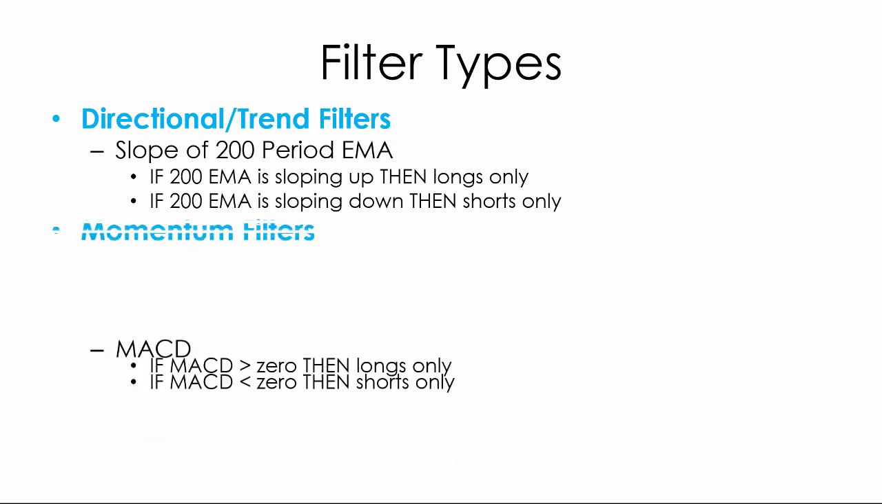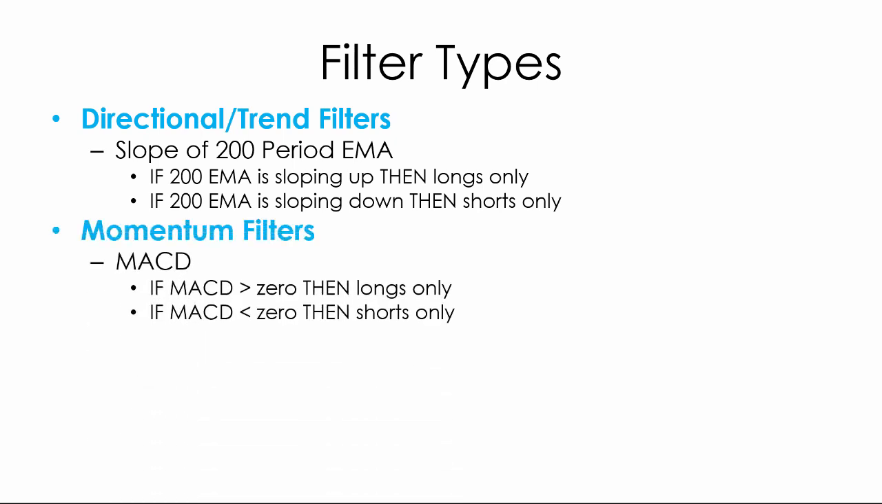So let's look at another example. Momentum filters. Some traders like to add momentum filters. An example would be using a MACD, which stands for moving average convergence divergence. So an example of that would just be if the MACD is greater than 0, then you want to be long only. If the MACD is less than 0, then short only.